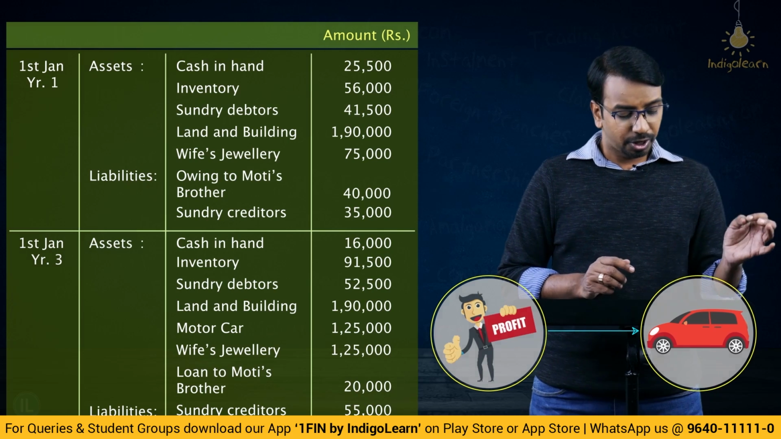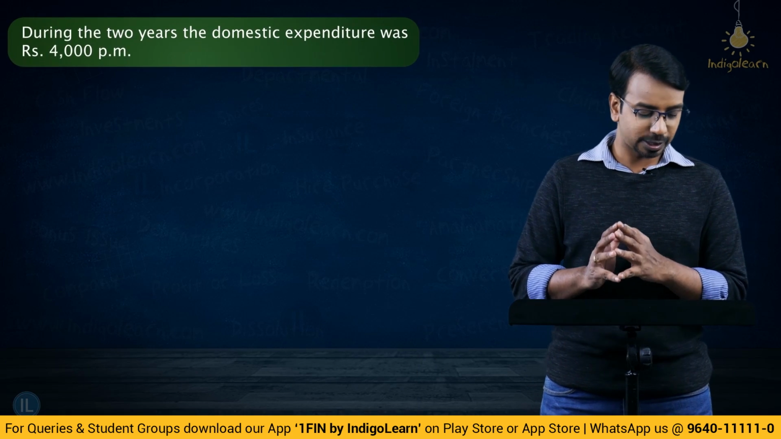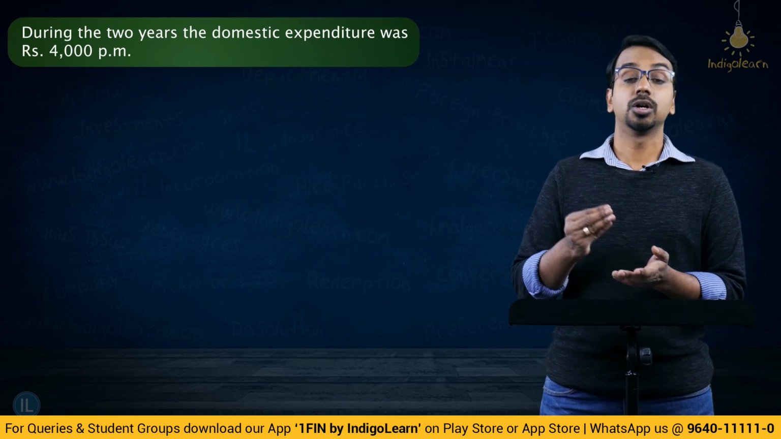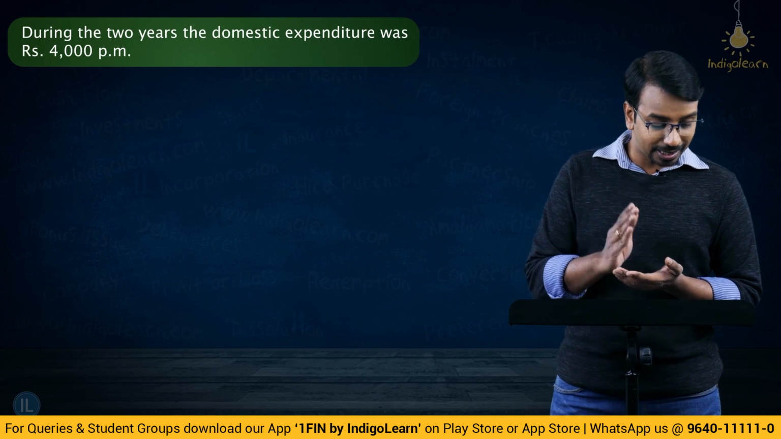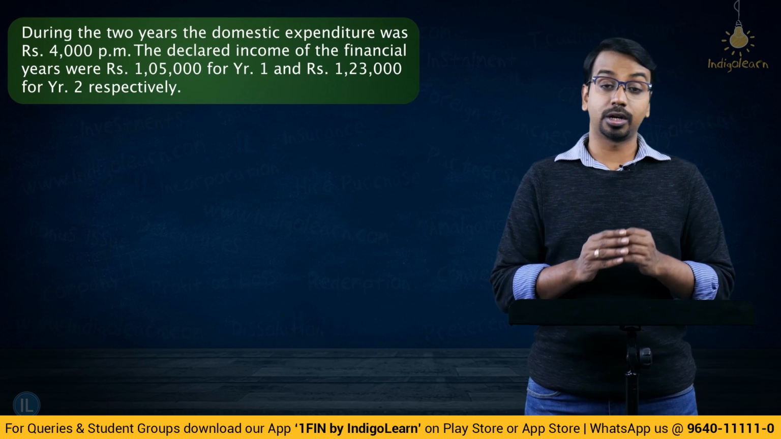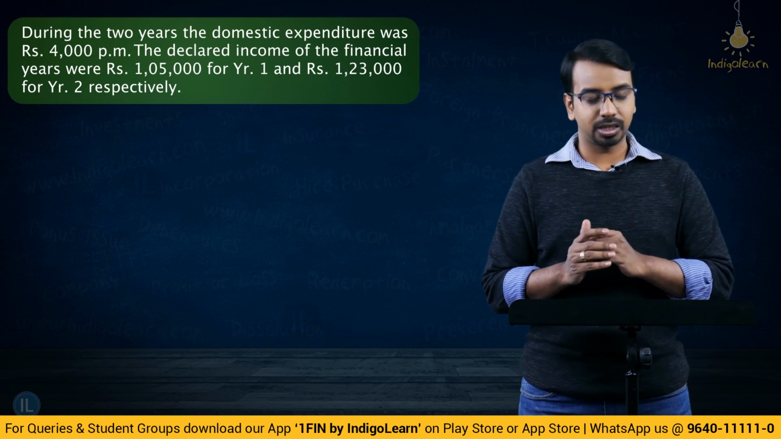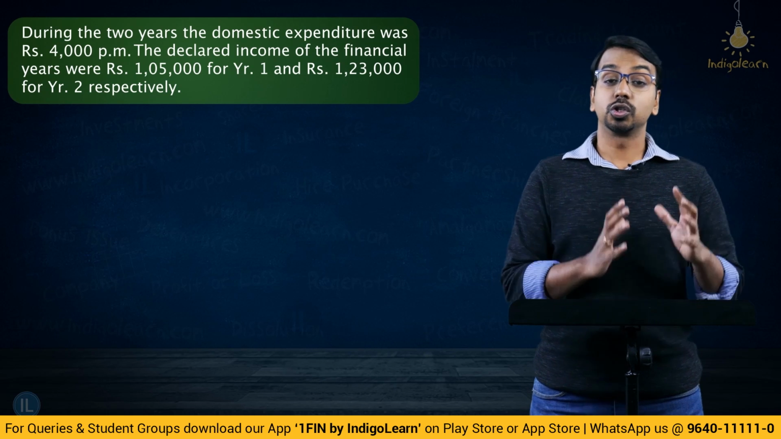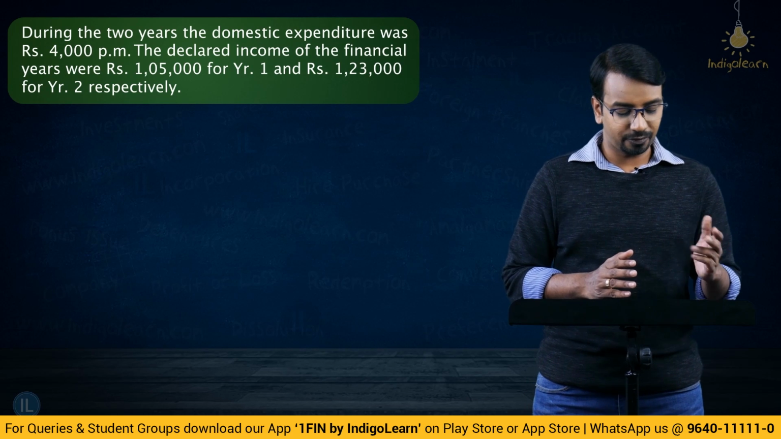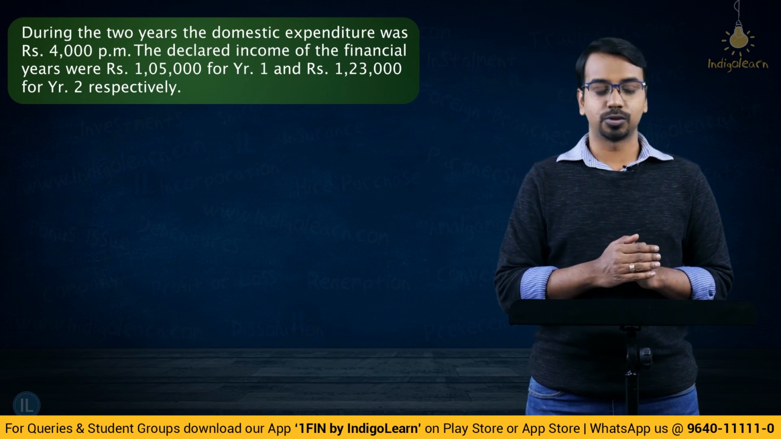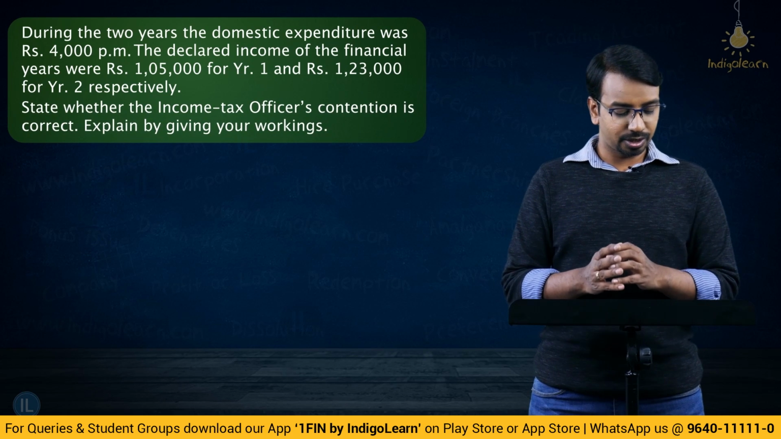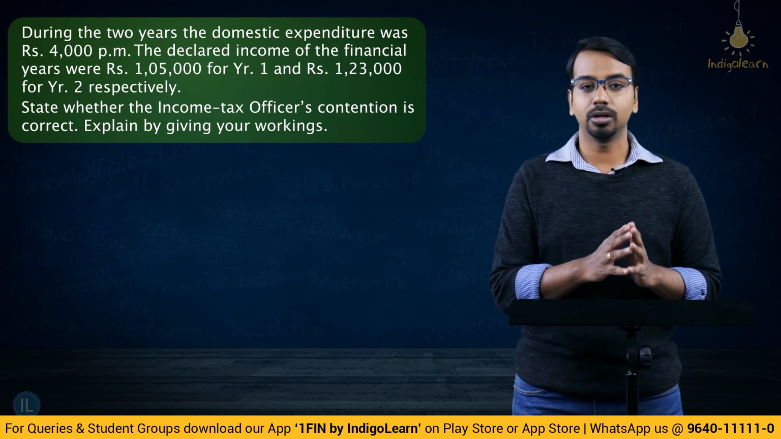Reading on, during the 2 years, the domestic expenditure was 4,000 per month. So this is as good as drawings. Then the declared income for the financial years were 1,05,000 for year 1 and 1,23,000 for year 2. So this is what he has declared to the income tax authorities, 1,05,000 and 1,23,000. State whether the income tax officer's contention is correct. Explain by giving your workings.